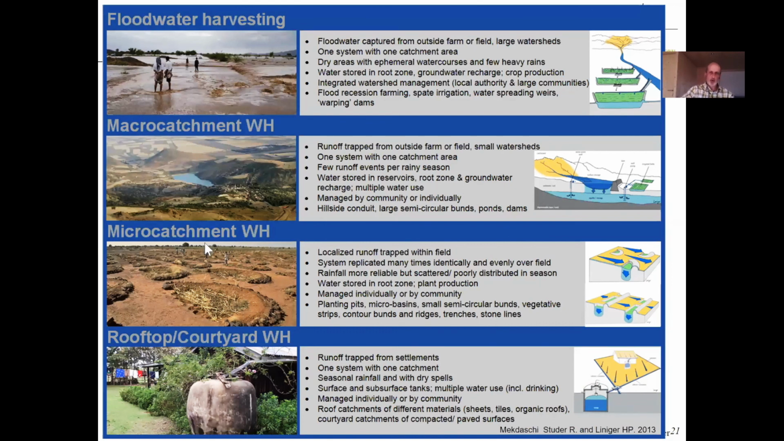Here you have an overview of the four groups of water harvesting systems: the largest one, flood water, then macro catchment, micro catchment, and the rooftop and courtyard water harvesting. These systems have gained and are still gaining more and more attention because there is a lot of water lost by runoff that can be used with these water harvesting systems. It's well documented. I've given you the contact for the book that we produced. I hope you enjoy having a closer look at these.